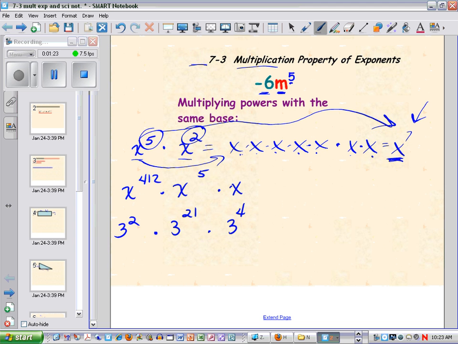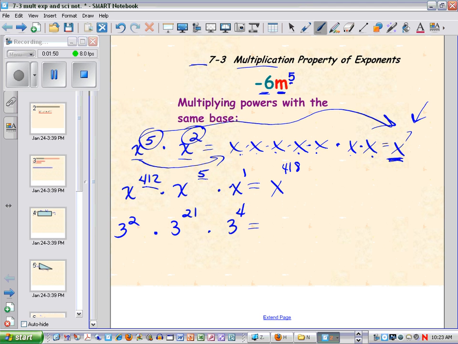In the second case, we've got x to the 412th, x to the 5th, and x. Once again, we've got the same base, x. So we're going to keep the same base, add the exponents. 412 plus 5, that's 417, plus the implied 1 right here. So that's really 418.